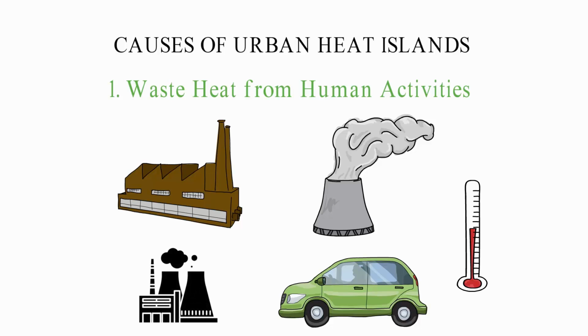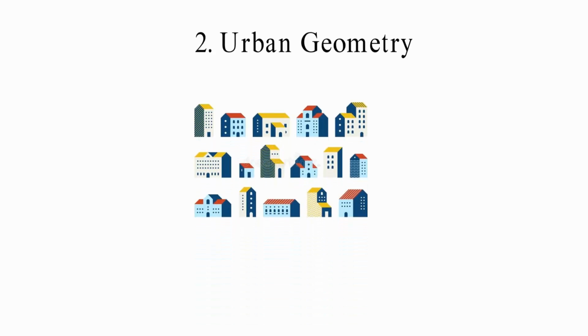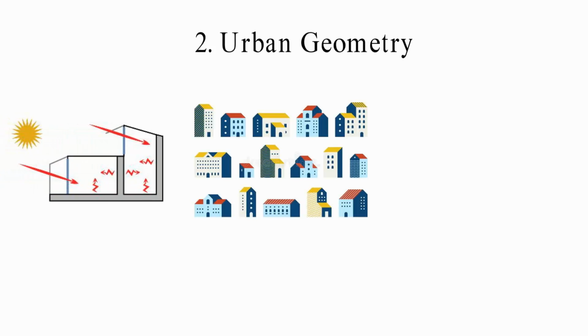2. Urban geometry. In an urban area, this refers to how buildings are arranged or how far apart they are. Due to limited space, buildings are often built in close proximity. A thermal mass is a group of buildings that are close together. A thermal mass is any material that can take in and store heat. Thermal masses release heat into the air on a regular basis.